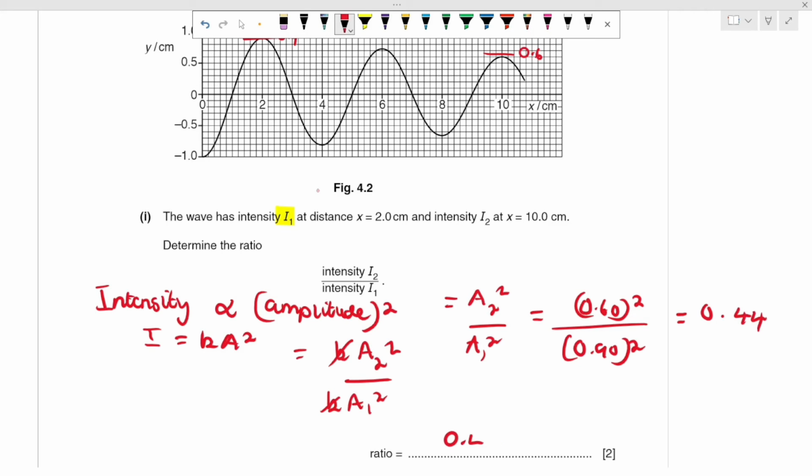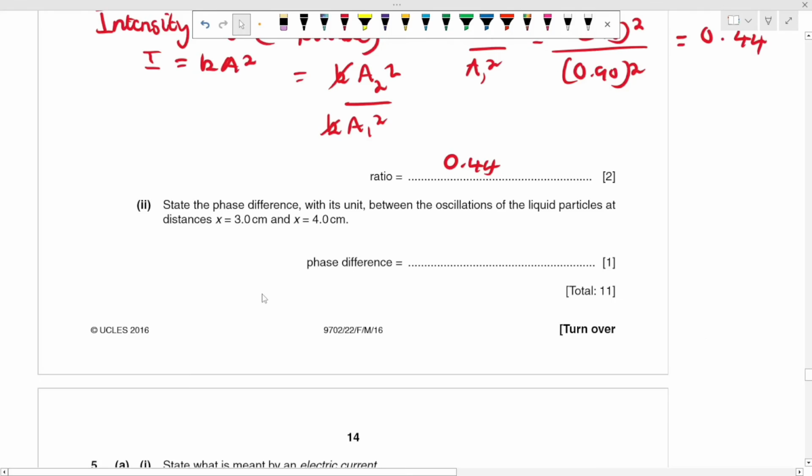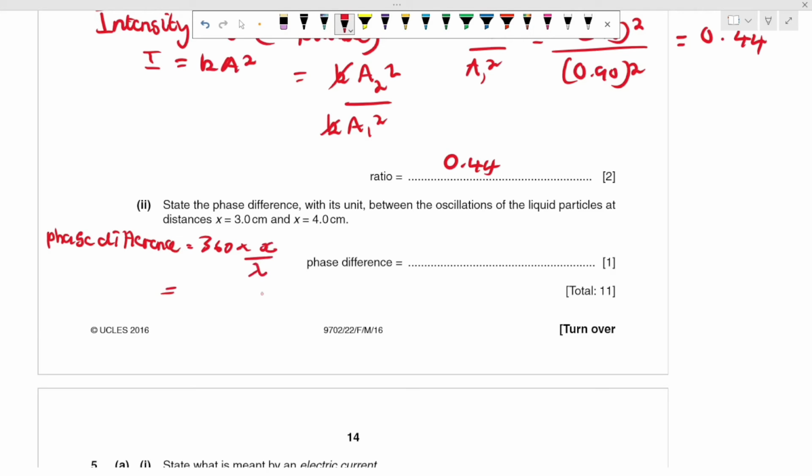Okay, state the phase difference with its unit between the oscillations of particles at distance x equals 3 and x equals 4.0. For phase difference, we know that this is how much two particles are out of phase with each other, or how much they differ in having the same displacement at the same time. Basically, phase difference is equal to 360 or 2 pi times x divided by lambda, where x is the difference between distances between those two things. So in this case it is 360.